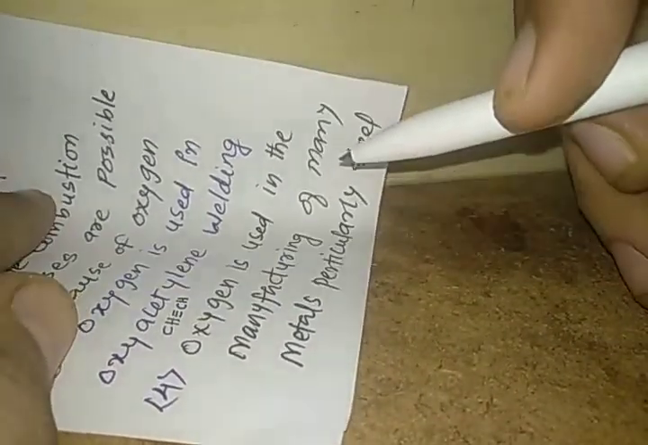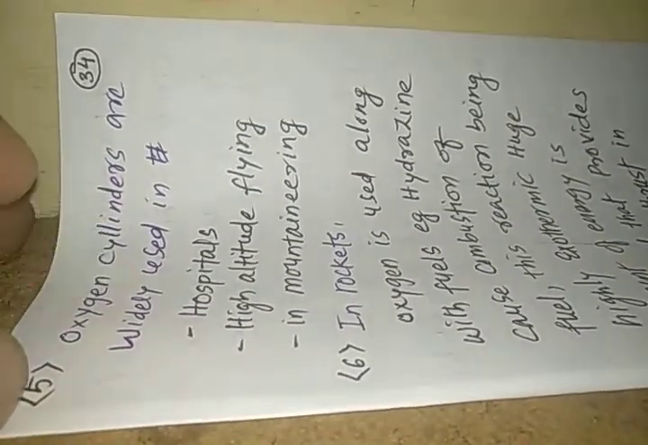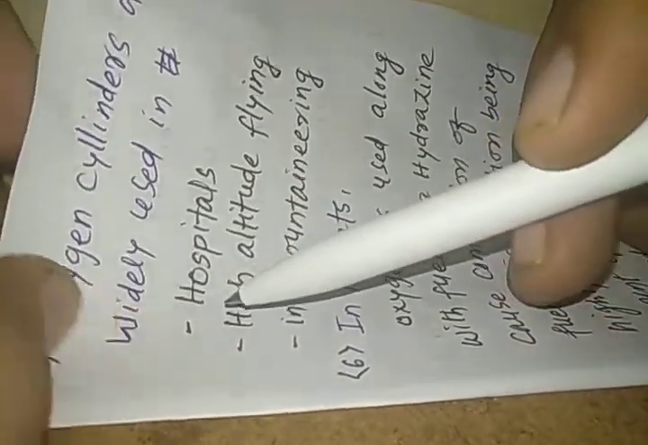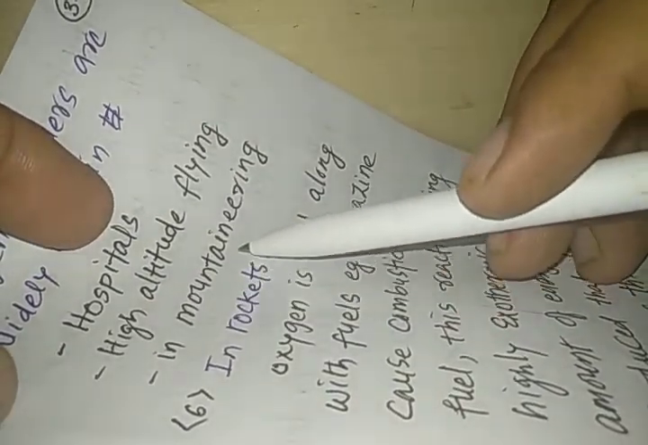Oxygen is used in the manufacture of many metals, particularly steel. Oxygen cylinders are widely used in hospitals to keep patients on ventilation. At high altitude flying, the oxygen content is very low, so people wear an oxygen mask connected to oxygen cylinders. Mountaineers, who go to high altitudes, keep oxygen cylinders with them so that they can have enough oxygen.